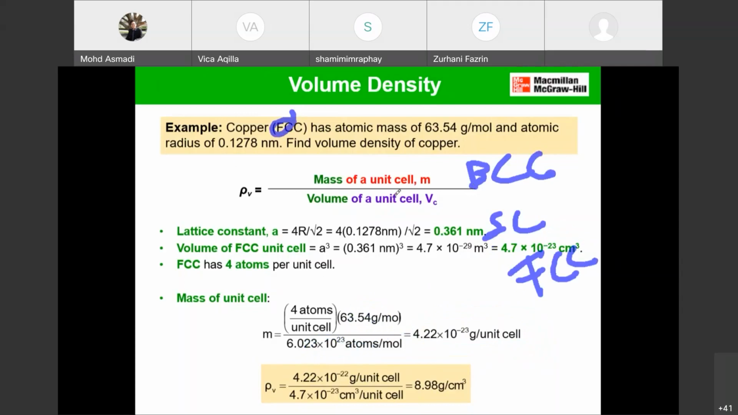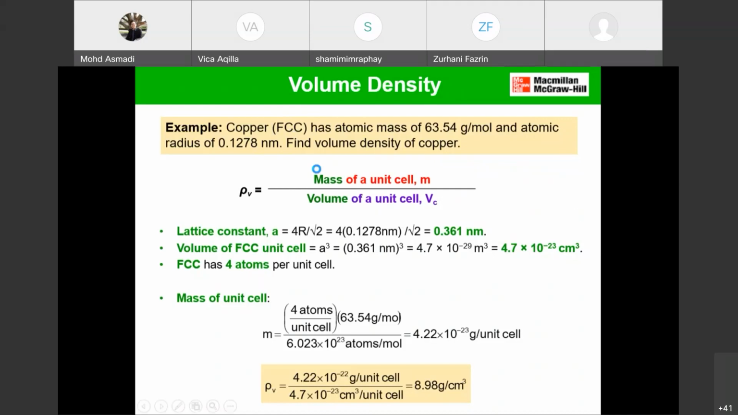Also, for compounds, what type of atoms? Generally they don't mention FCC. They just mention the compound or the metal, so you have to determine whether the metal is FCC or BCC.